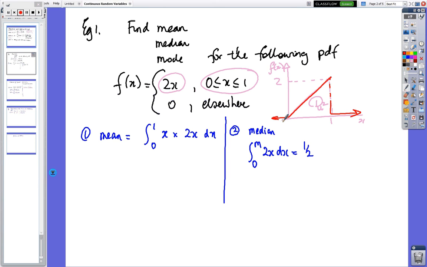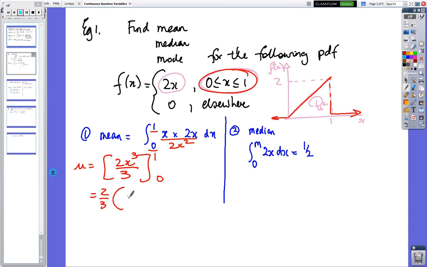So to find the mean, we're going to do x times f(x) between 0 and 1, because that's the numbers that it's defined for. So μ equals the integral of x times 2x, which is 2x squared. The integral of 2x squared is 2x cubed over 3 between 1 and 0. We can take the 2/3 out, and we've got 1 cubed minus 0 cubed. So the answer is just 2/3. So the mean value is 2/3.